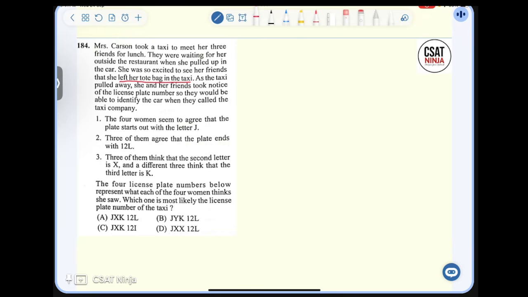Okay. Now let's look at the statement here. Four women seem to agree that the plate starts with the letter J. That means the number plate starts with J. That's number one. Number two is three of them agree that the plate ends with 12L. So this option is eliminated because of 12L there. Three of them think that the second letter is X. That means the second letter is X. So this option is also eliminated.